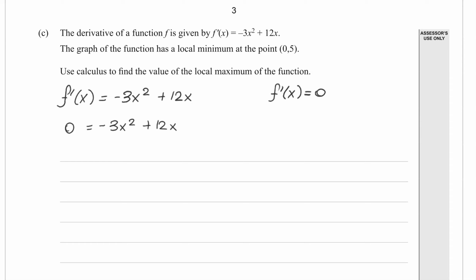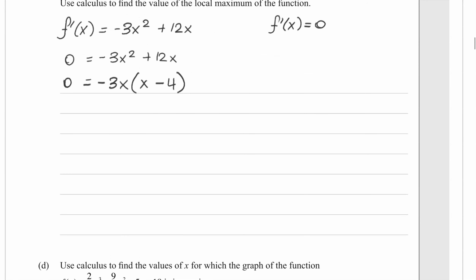Alright. Now I'm going to factorize. So 0 equals, I'll take negative 3x out as a common factor. So I'm left with x minus 4. Now I'll solve. So x equals 0 or x is equal to 4.